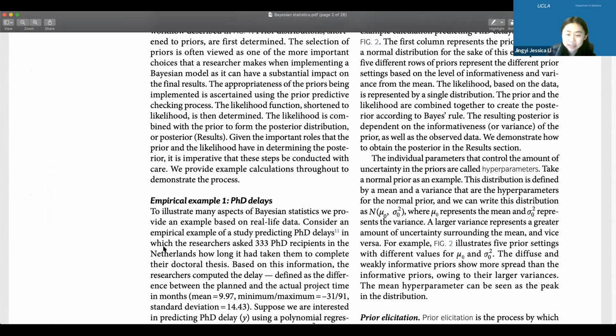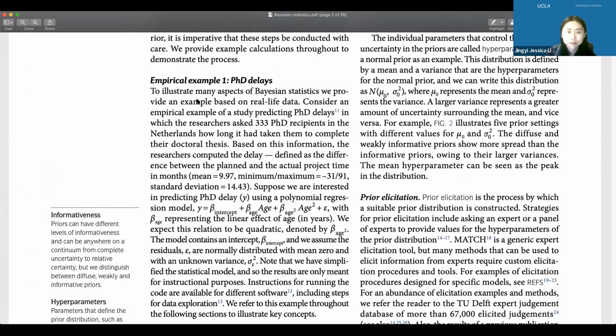Especially, there is an example used throughout this paper called PhD delays. Let's just quickly take a look. This is related to everybody here, right? A lot of you are PhDs. Then you may wonder, will you graduate in time or will there be a delay? So basically the data is about 333 PhDs in the Netherlands and how long it took for them to complete their PhD.